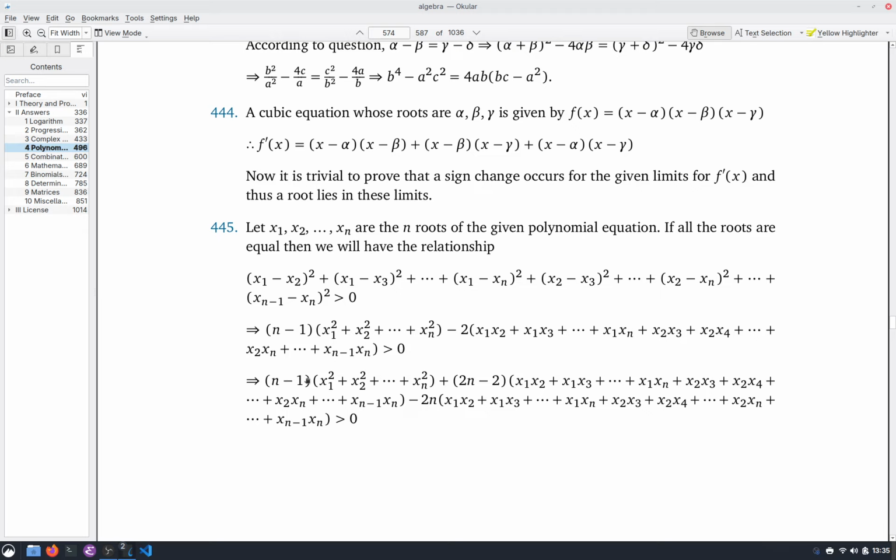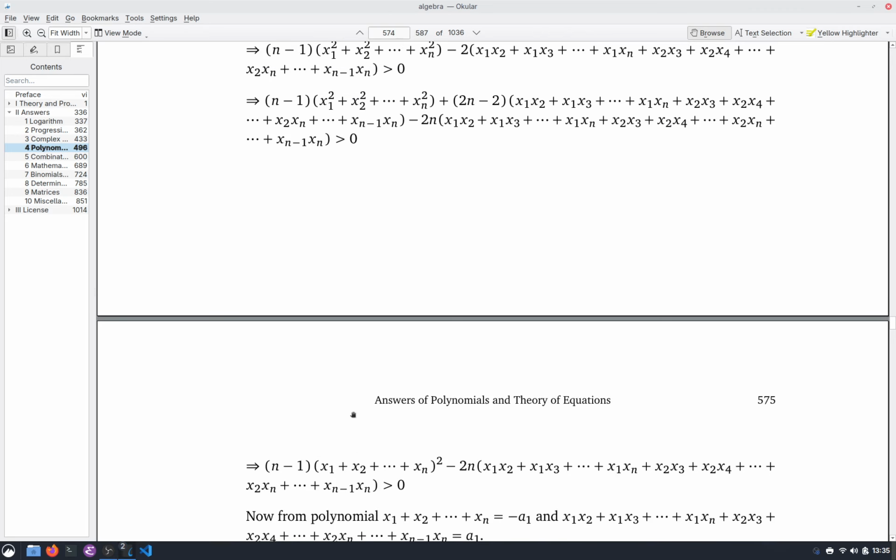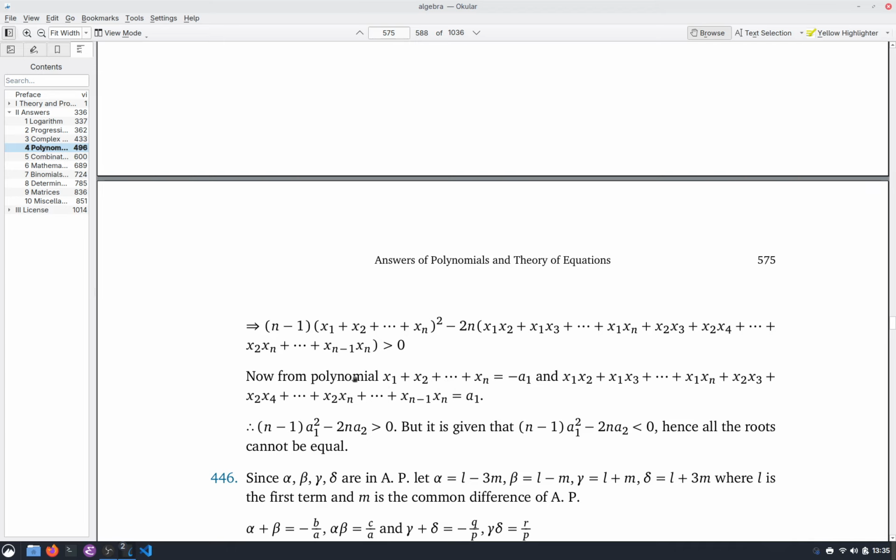So (n minus 1) whole into (x1 square plus x2 square up to xn square) plus (2n minus 2) into (x1 x2 plus x1 x3 and so on up to xn minus 1 into xn) minus 2n into (x1 x2, x1 x3 and so on up to xn minus 1 xn) greater than 0. Once we have that, we can say that (n minus 1) into (x1 plus x2 up to xn) whole square minus 2n times the pair sum. So we remove this term and we just consider this. That will also be greater than 0.